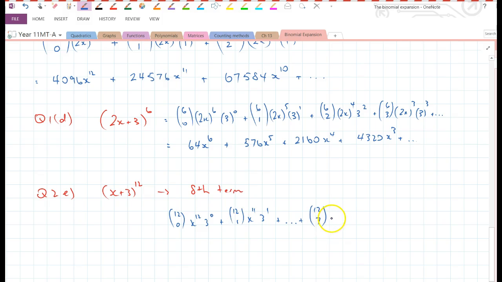Now what's my x power going to be? If it starts at 12, 11, what's that going to be? That's going to be a 5 there, is it not? Because that plus that has to equal that. 1 plus 11 is 12, 0 plus 12 is 12, so x to the 5. Now these two have to add up to 12, so it'll be x to the 5, 3 to the 7. So for me, the 8th term is this, 12c7 times 3 to the power of 7, x to the 5.